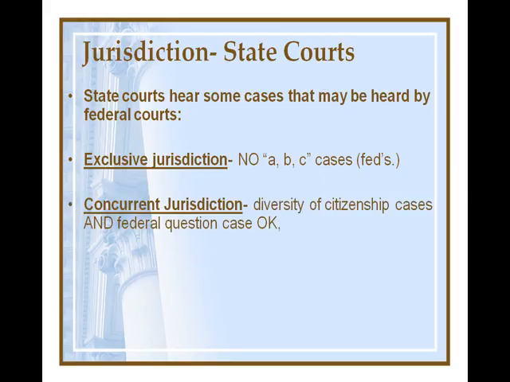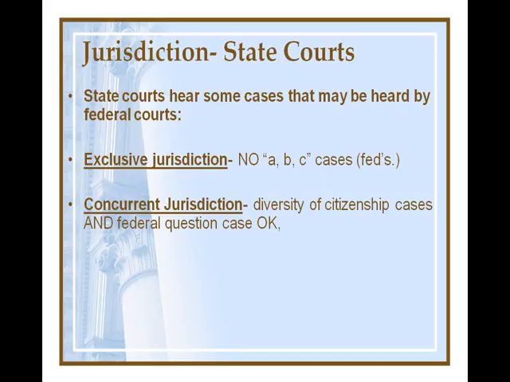Otherwise, what's called concurrent jurisdiction is when at the same time there is jurisdiction potentially in either of the two courts. It could be federal court or state court. So I say state courts have jurisdiction over diversity of citizenship cases and even federal question cases. So it's okay to bring your case in state court if you would prefer. Concurrent jurisdiction means simultaneous jurisdiction. There is jurisdictional power of either the federal court or the state court to hear those cases.